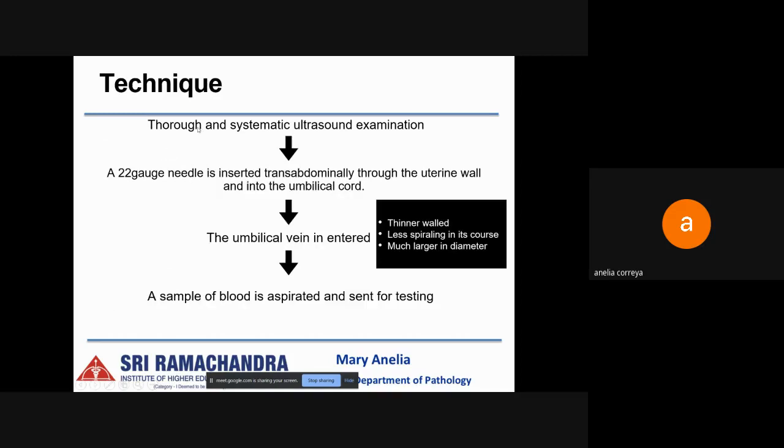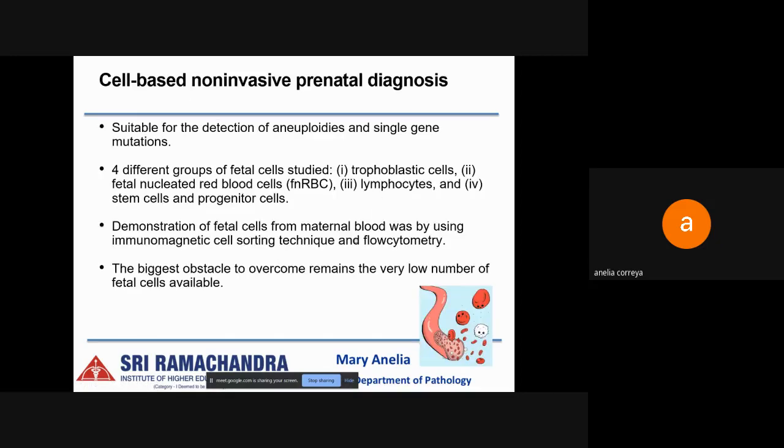As we saw for amniocentesis, initially a thorough systematic ultrasound is done, and we use a 22 gauge needle which is inserted transabdominally through the uterine wall to the umbilical cord. Preferably, the umbilical vein is entered because it has a thinner wall, less spiraling course, and a much larger diameter. A sample of blood is then aspirated and sent for testing. These invasive tests which we saw above have a small chance of miscarriage for the fetus.